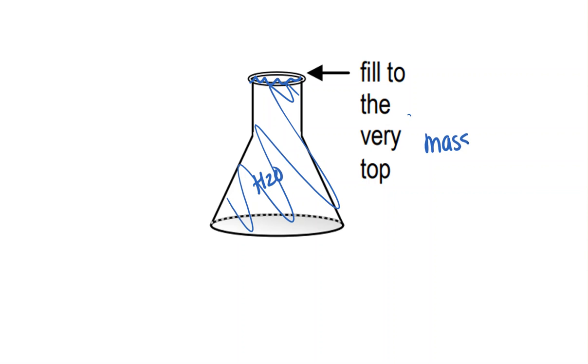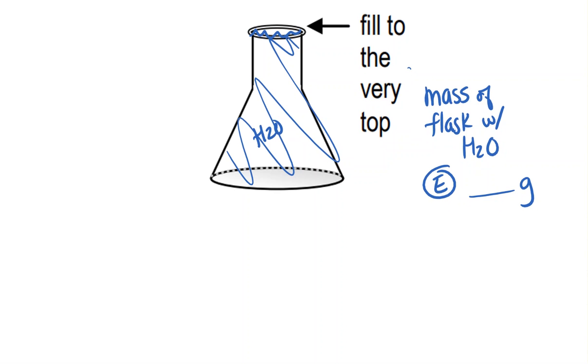So the mass of the flask with the water will be your last data point. That will be E, and that again will be in grams. And after that, you should have all the data that's needed to calculate your molar mass. Good luck, have fun.